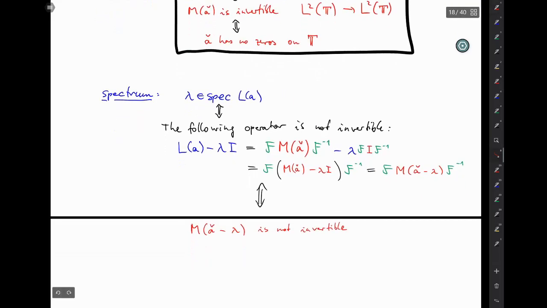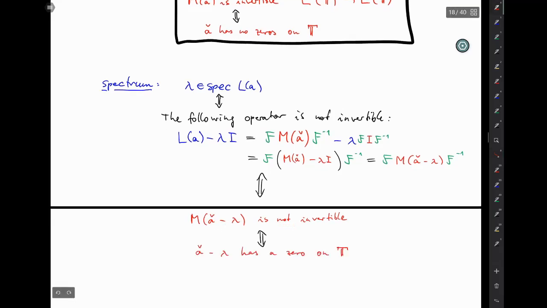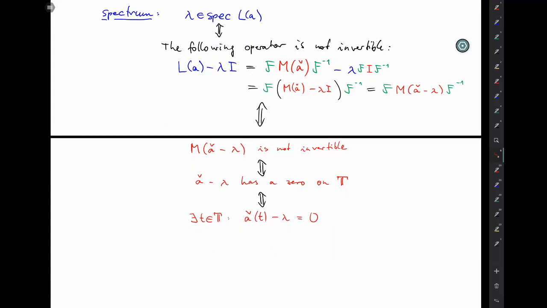But we know what that means. It just means that this function you're multiplying with has a 0 on the unit circle, right? So this time it's about not being invertible, so it has a 0. And let's spell that out more explicitly. There exists a point t on the unit circle such that this function evaluated at t, which means you're evaluating the function a hat and you're subtracting the constant lambda, gives you 0. Then you simply rearrange that and reformulate a little bit. So lambda is one of the values that is attained by the function a hat when t is running through the unit circle. This is exactly what you say here.